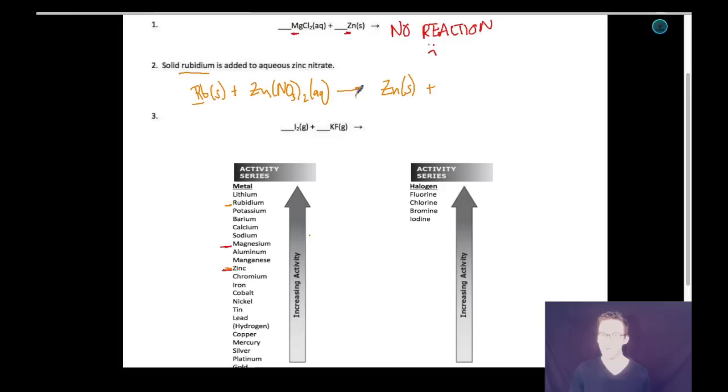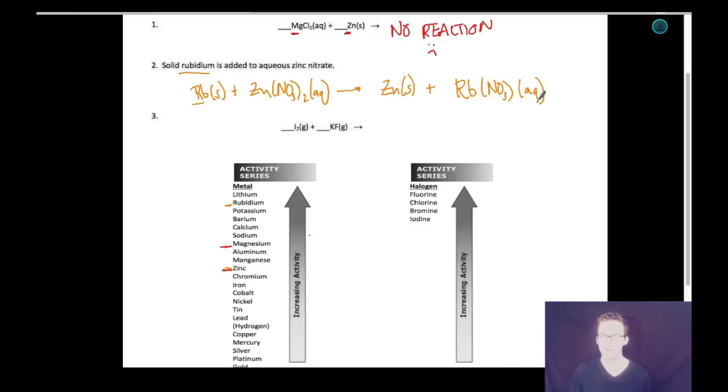And it's going to form rubidium nitrate. Now, as you think about this, rubidium is in the group 1 elements. It's an alkali metal, and therefore it forms only a +1 charge. And so rubidium nitrate is going to have just one of each of those ions in solution.